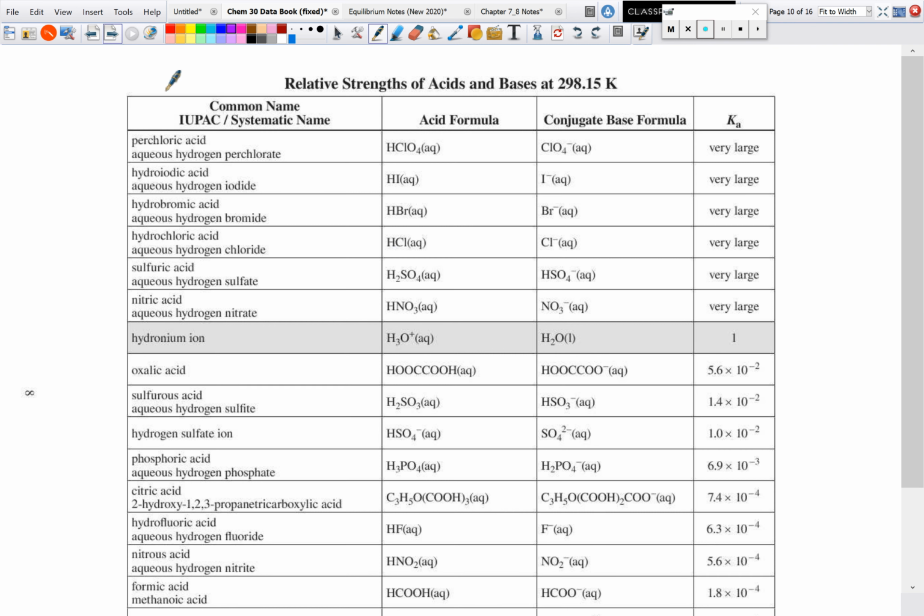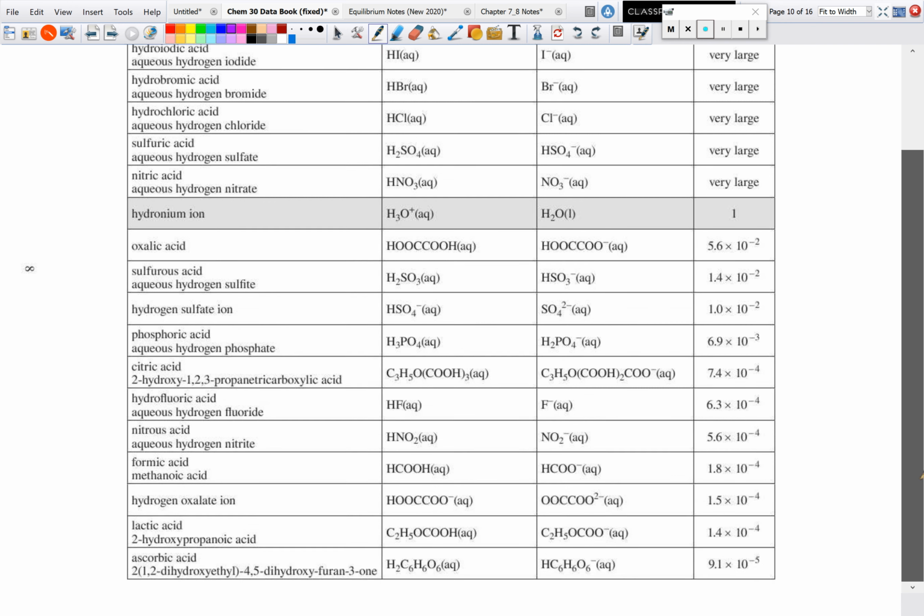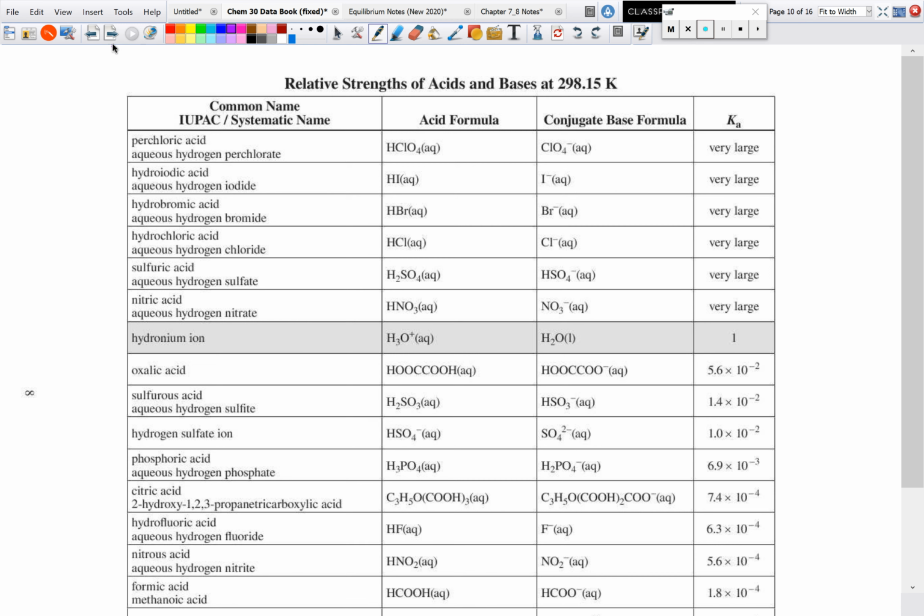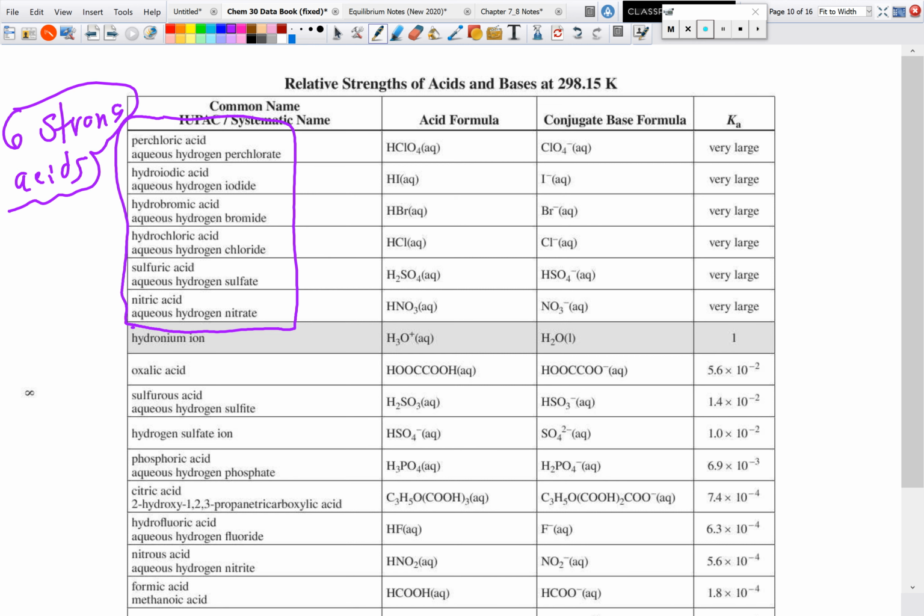So if you go to pages 8 and 9 in your data booklets, you'll notice that we have the hydronium ion right here in gray. And if you count the number of acids above this, we have 1, 2, 3, 4, 5, 6. So right here in your data booklets, all the ones above the hydronium ion are our 6 strong acids. So you don't need to have them memorized.